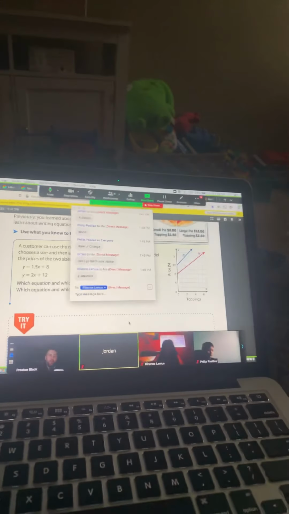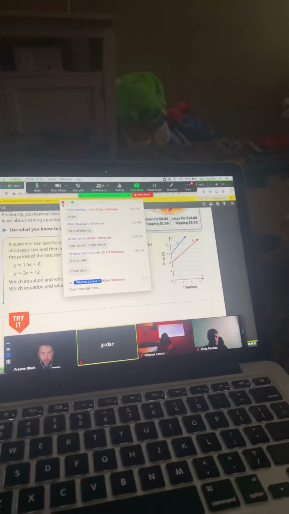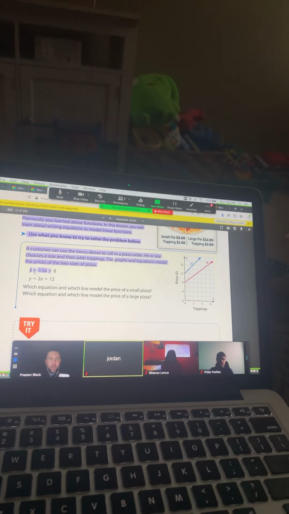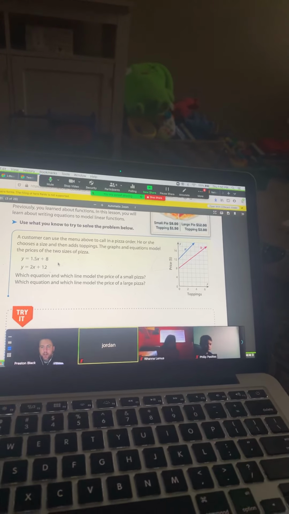Good. The y-intercept. Yes, Jordan, go ahead. Y-intercept and what else? The initial value. Very good. So we know the parts of this equation and how they refer to a linear function.